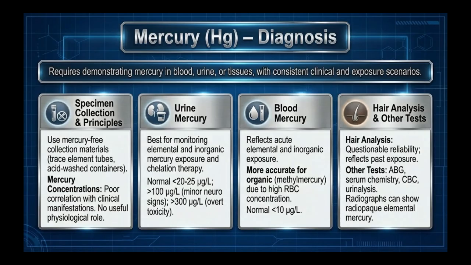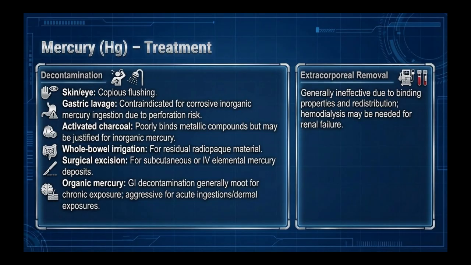Hair mercury levels primarily reflect past exposure and can be influenced by environmental mercury, making this test less definitive for current body burden assessments. Depending on the clinical scenario, additional diagnostic tests may be necessary. These include arterial blood gas analysis, serum chemistry tests to evaluate kidney and liver function, a complete blood count, and urinary markers indicative of renal damage. Radiographs may reveal radiopaque mercury deposits following ingestion or exposure through intravenous or subcutaneous routes.